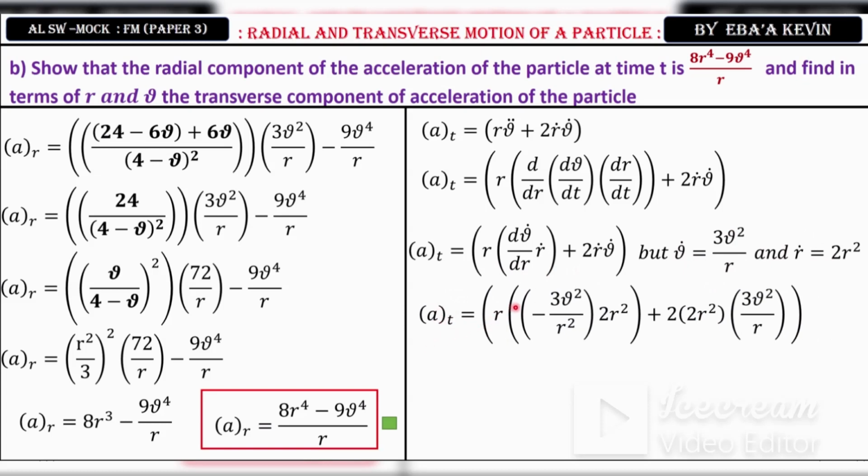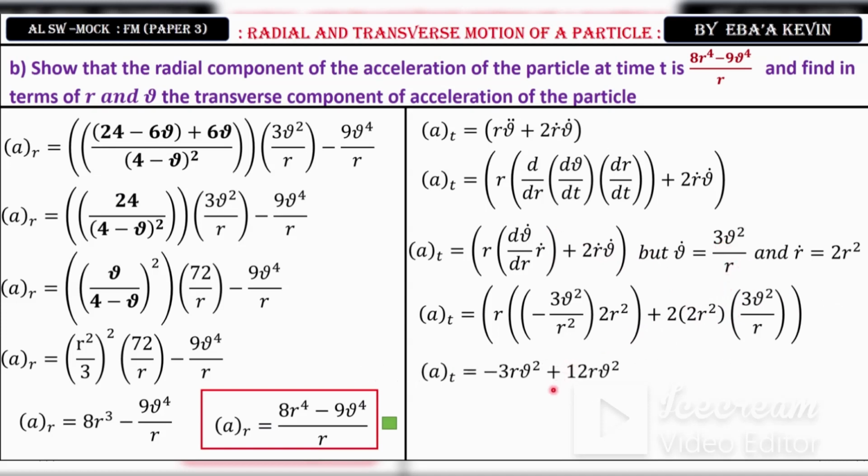You're going to obtain the transverse component to be r times d θ dot over dr. We are simply going to differentiate this expression with respect to r. Doing that, we obtain minus 3θ squared divided by r squared. If we differentiate this expression with respect to r, we get this expression, then times r dot, which is 2r squared, then plus 2 r dot, which is 2r squared, then times θ dot, which is 3θ squared divided by r.